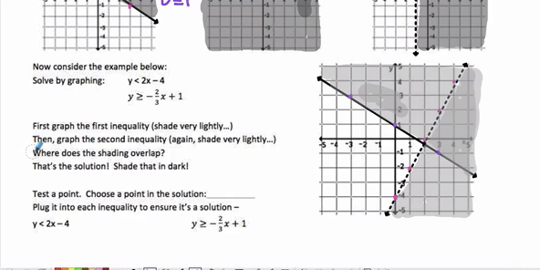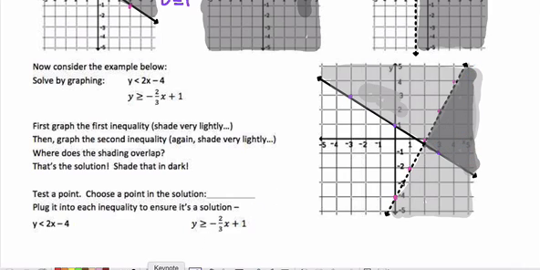Okay, now where does the shading overlap? That's the solution, shade that in dark. So we're looking for the part where the shading overlaps. And you can see already, since I doubled it up, it does look a little bit darker, but just so that we're clear, the solutions are all of these. All of this in here would be our solutions.